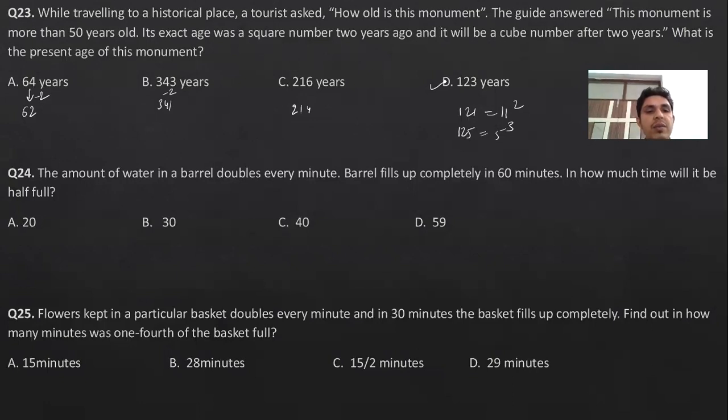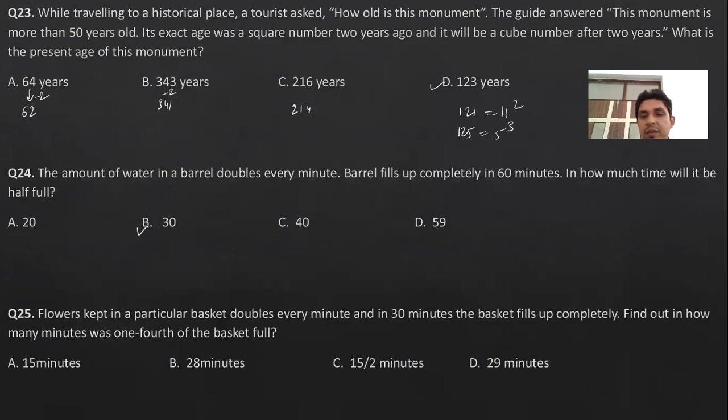The question is, the amount of water in a barrel doubles every minute. The barrel fills up completely in 60 minutes. In how much time will it be half full? So obviously, if 60 minutes is complete fill, it is half full in 30 minutes, because every minute it doubles, right?